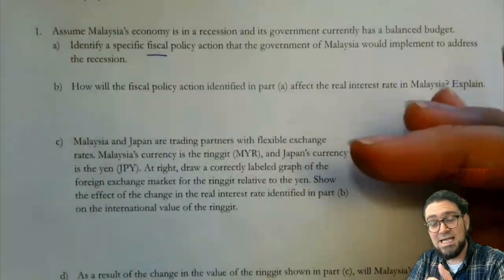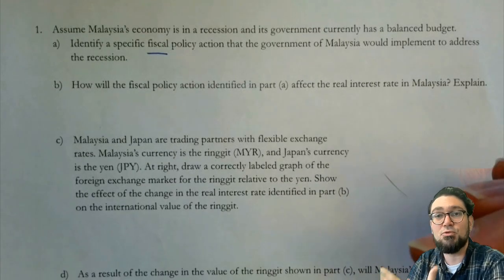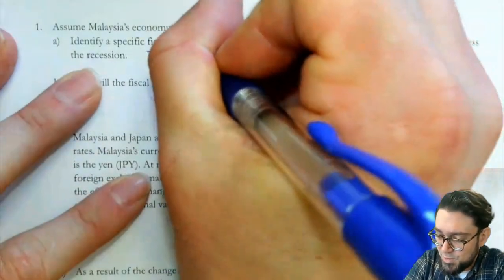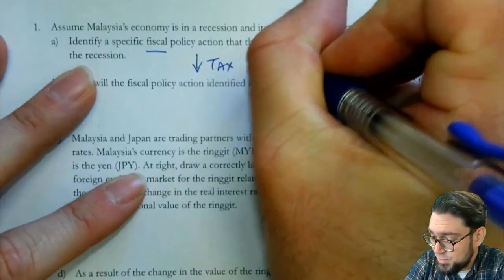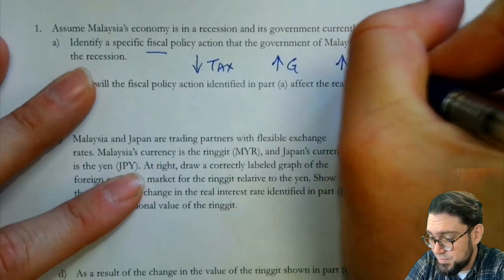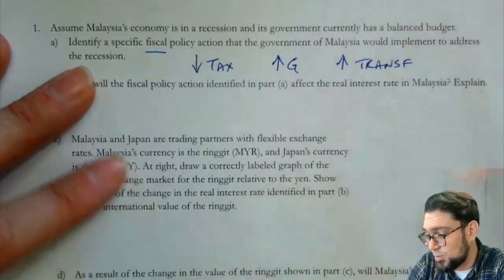Well, fiscal actions are taxes, transfers, and spending. So how could we improve the amount of economic output? Maybe we could cut taxes. Or we could increase government spending, or you could increase transfers. Any one of those would work.